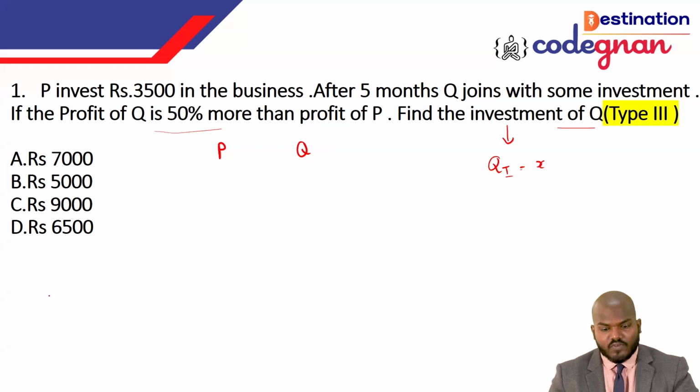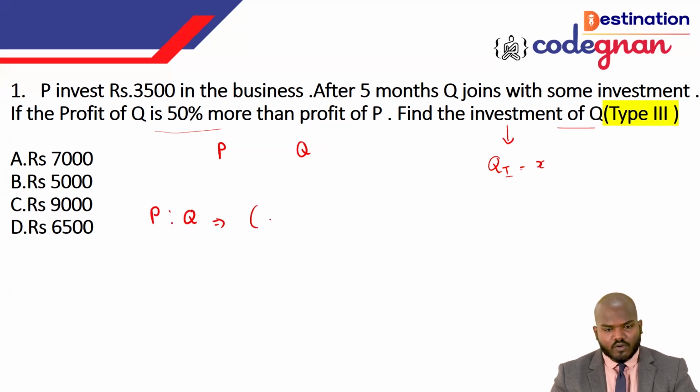Okay, so then logically, you need to understand that Q might invest more than the 3,500 rupees, because he is getting 50% more profit than P, as mentioned here. So if you take the profit ratio of P and Q, you see this one.